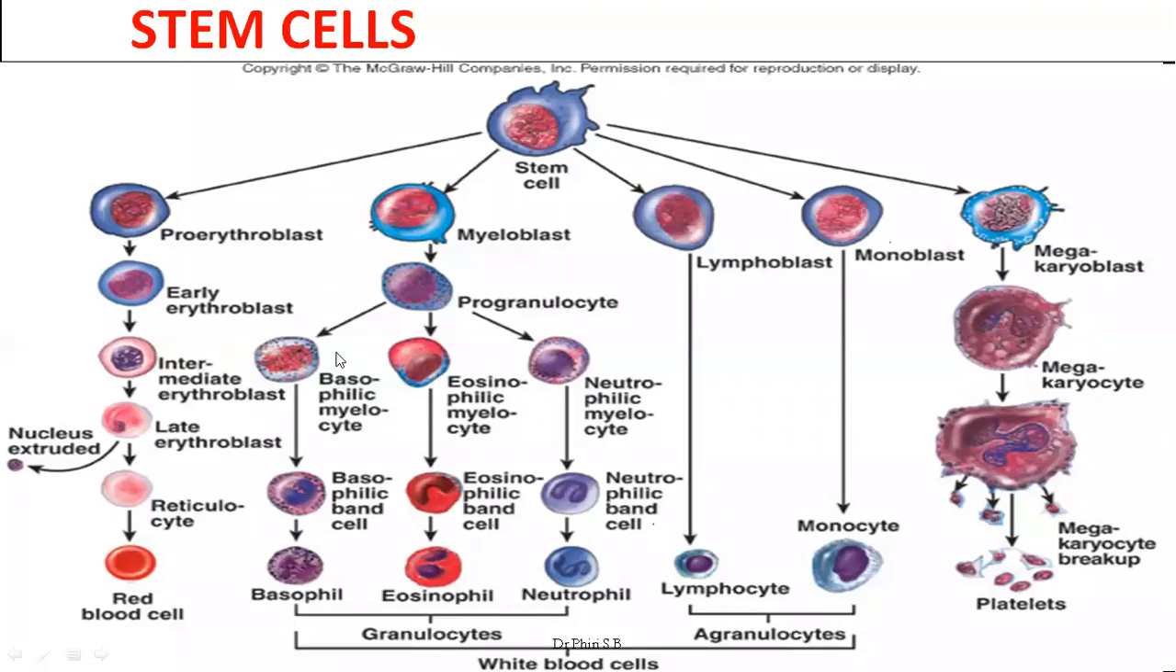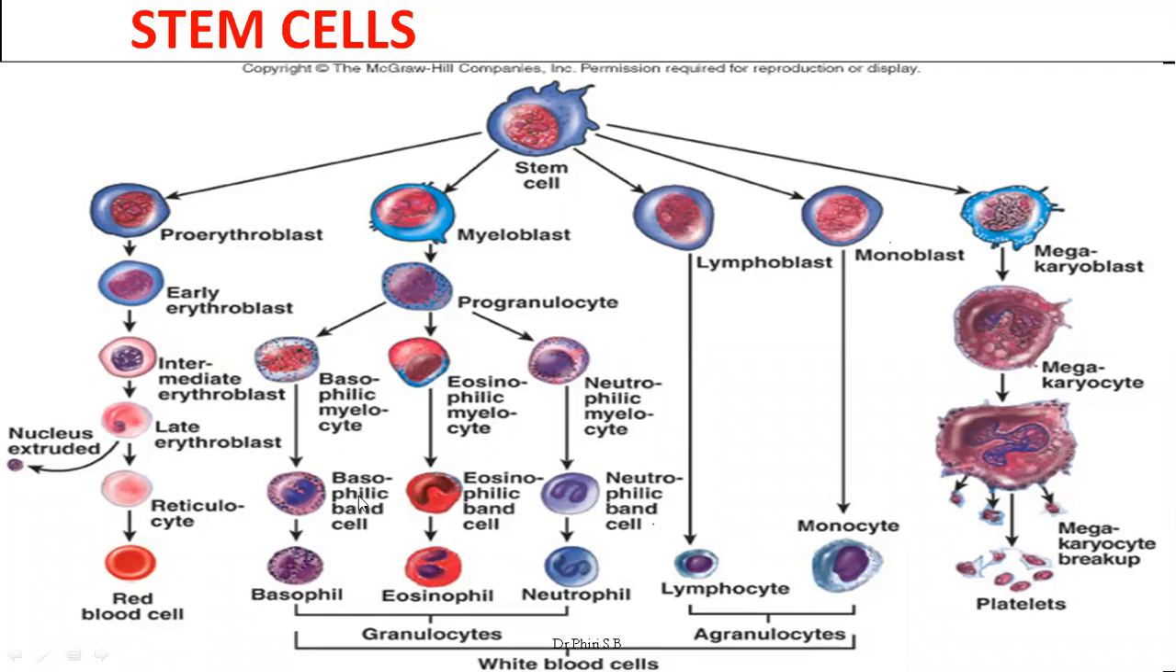But remember that you also have other cells that are coming from myeloblast. The myeloblast will transform into progranulocytes. So these progranulocytes are the ones that will give rise to granulocytes. You're talking of the basophils, eosinophils, neutrophils. Okay, so for it to become a basophil, the progranulocyte will differentiate into basophilic myelocyte, and this basophilic myelocyte will differentiate into basophilic band cell. So these band cells are sometimes also referred to as stub cells. So band cells or stub cells mean one and the same thing.